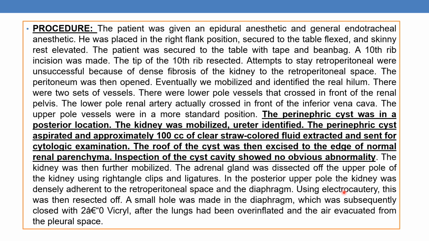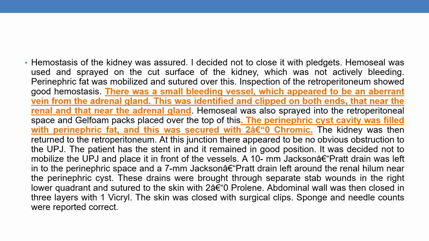The posterior upper pole of the kidney was densely adherent to the retroperitoneal space and the diaphragm. Using electrocautery, this was then resected off. A small hole was made in the diaphragm which was subsequently closed with 2-0 Vicryl after the lungs were overinflated and the air evacuated from the pleural space. So you can find here the perinephric cyst has been aspirated and the roof of the cyst was excised. This is the continuation. Hemostasis of the kidney was assured.